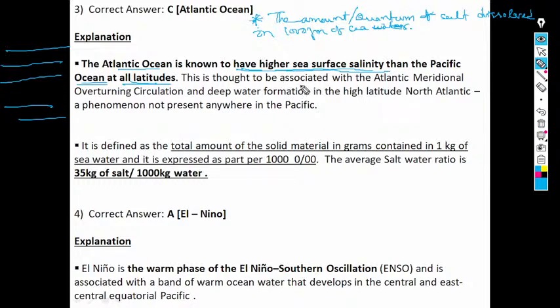This is thought to be associated with the Atlantic meridional overturning circulation and deep water formation in the high latitude North Atlantic, phenomena not present anywhere in the Pacific particularly.